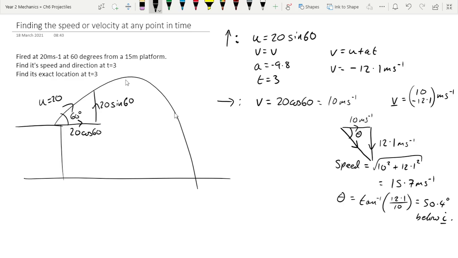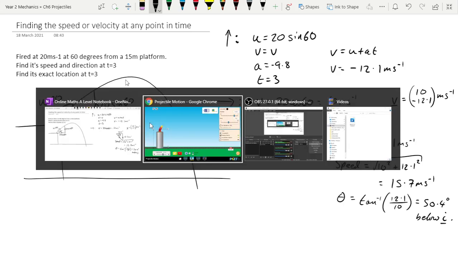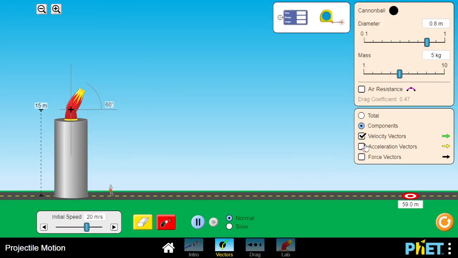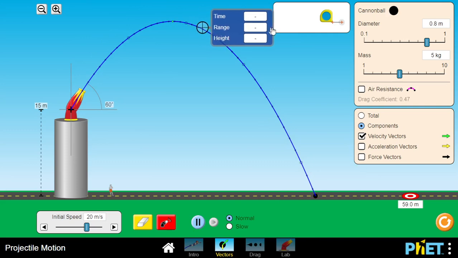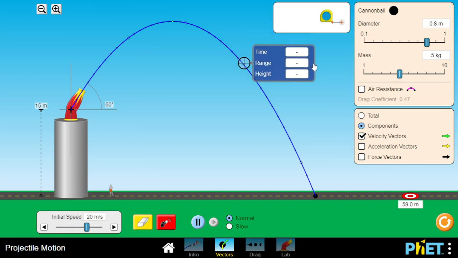Okay. So if we actually simulate this, I'll show you the vectors for it. Like that. Okay. Now t equals 3. Let's just see if we can get some times on here. 2.2. Okay, there's 3 seconds. So it's at that point there. I wonder if I can play it again with that on there. Okay, so at 3 seconds in, I missed it slightly there. Let's see if I can get it exactly.